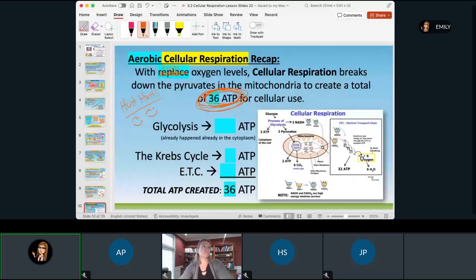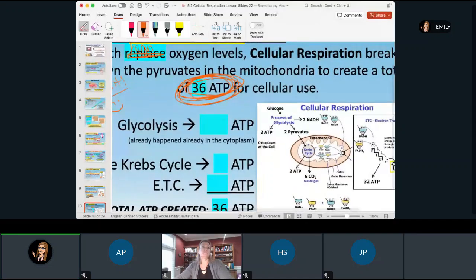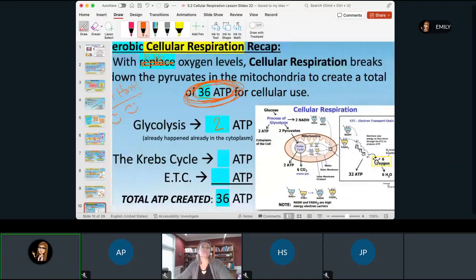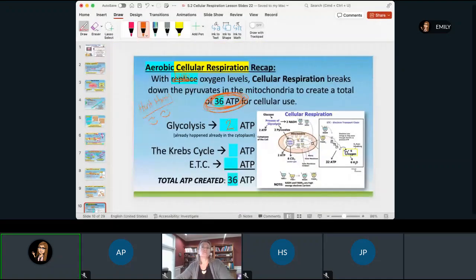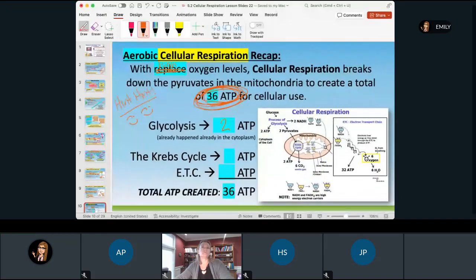How many ATP do I get from glycolysis? Good, 2. And even better, a net of 2. Yes. So I get 2 ATP from glycolysis. How many do I get from the Krebs cycle? How many ATP do I get from the Krebs cycle? Good, 2.